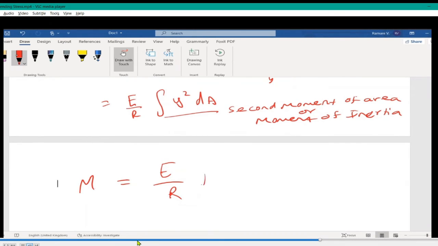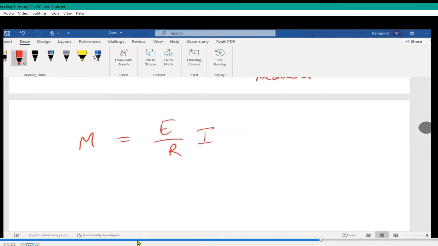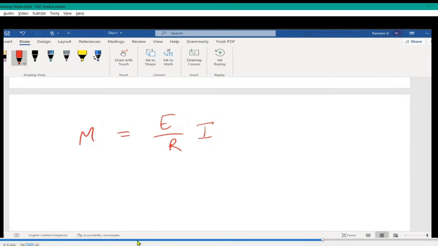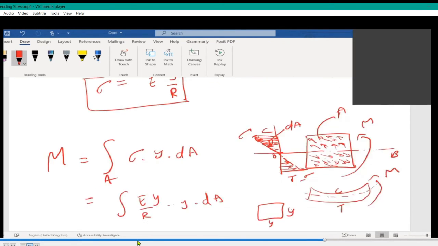Right, the good old notation that we are using is a I. Is it clear? I end up with EIR. Alright, can we now substitute for the stress value? We got one moment.